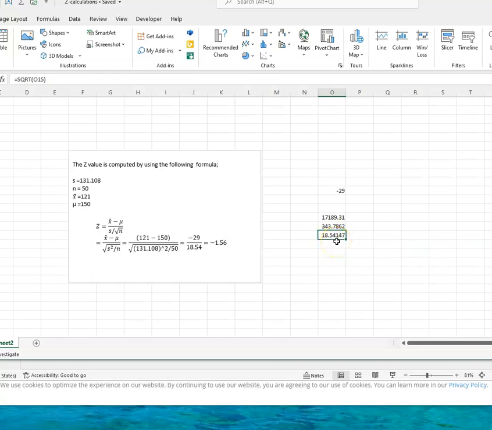So 18.54. Okay, now I have to do this divided by that. So I'm going to say here equal to cell reference 29 divided by 18.5. So I got negative 1.56, negative 1.56, okay?